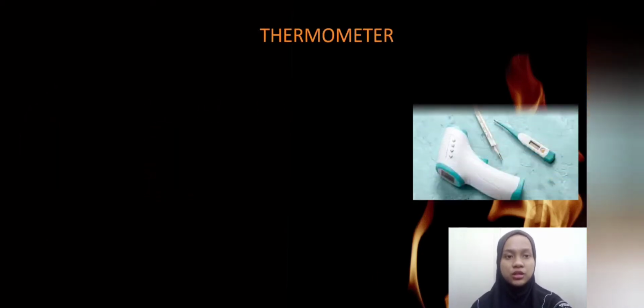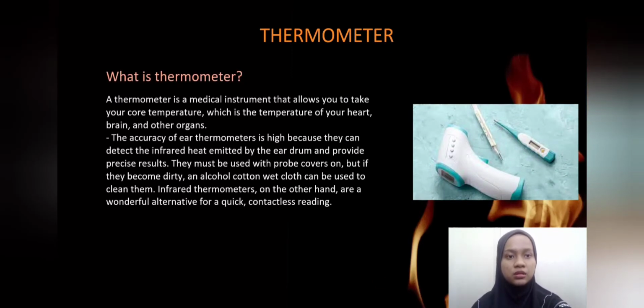Firstly is thermometer. What is a thermometer? A thermometer is a medical instrument that allows you to take your core temperature, which is the temperature of your heart, brain and other organs. The accuracy of an ear thermometer is high because it can detect the infrared heat emitted by the eardrum and provide precise results. They must be used with probe covers on. But if they become dirty, an alcohol cotton wet cloth can be used to clean them.